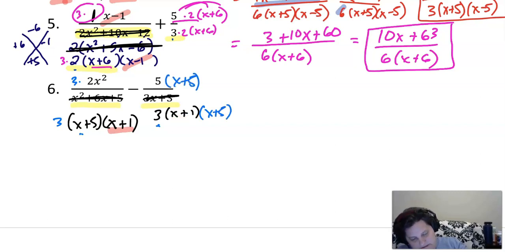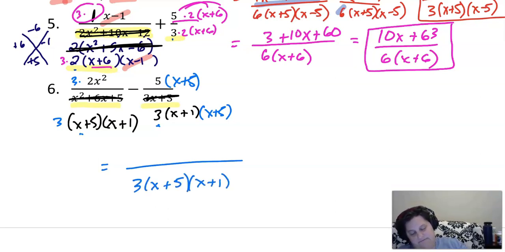By the way, I am not crossing these out. I was just pointing them out, right? So you can see that that's what was on the bottom. Okay, so look, in my denominator, I have 3 times x plus 5, x plus 1. And on the top, I have 6x squared minus 5x minus 25. Okay?